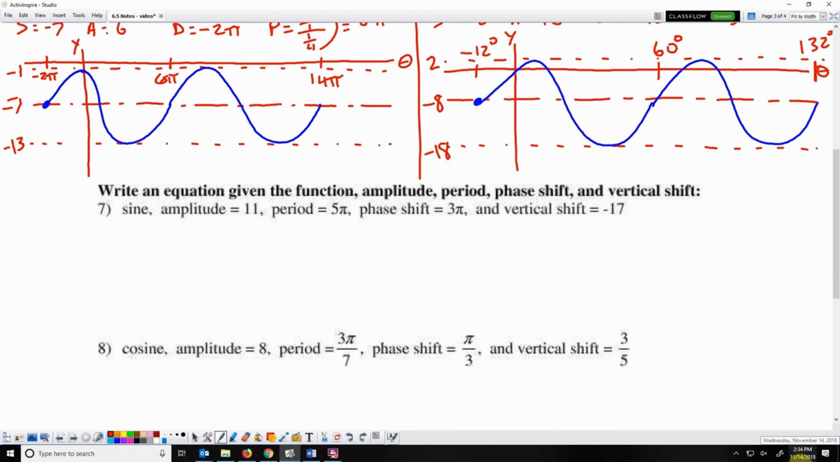Now we're going to write an equation for a sine wave. For an equation, I need sinusoidal axis, amplitude, displacement, and V. Okay, so vertical shift is -17. That's my sinusoidal axis. Amplitude is 11. Displacement, phase shift, is 3 pi. And V is 2 pi over the period, which is 5 pi. So 2/5 is V.